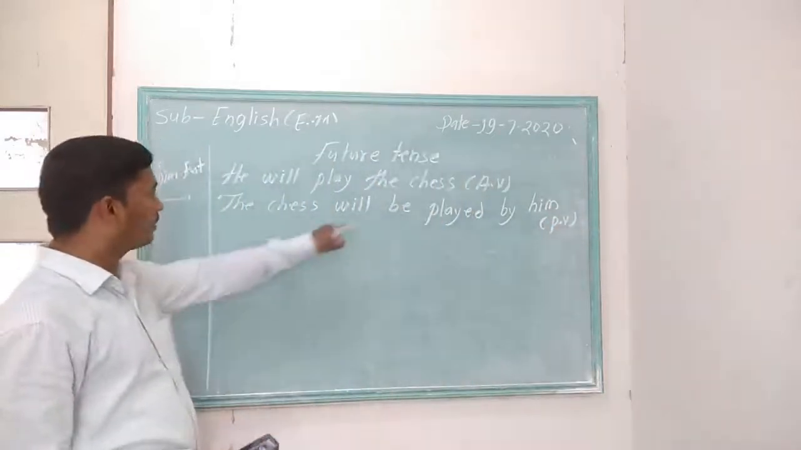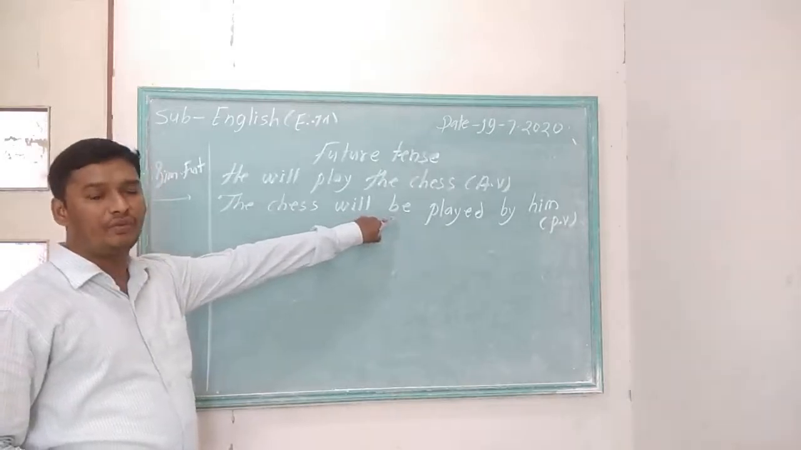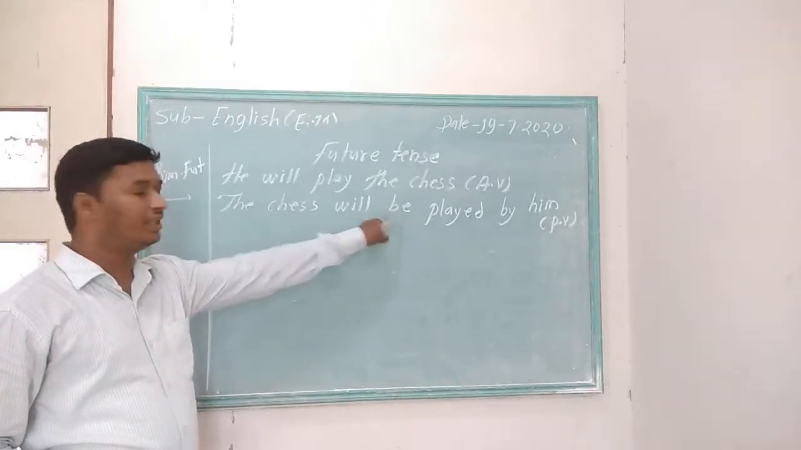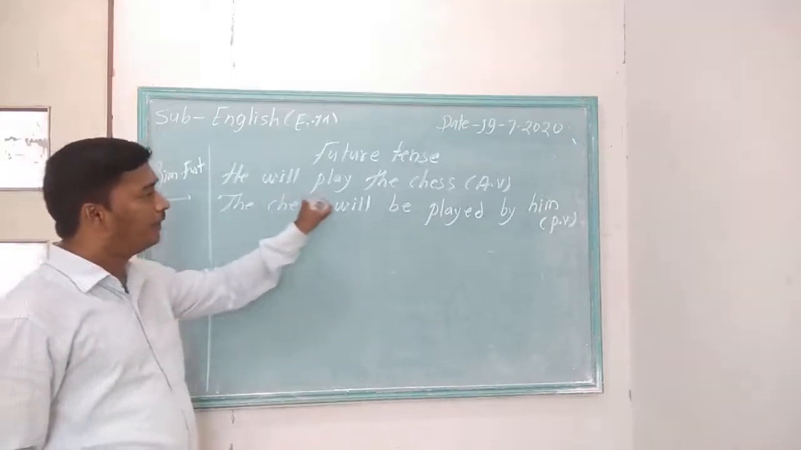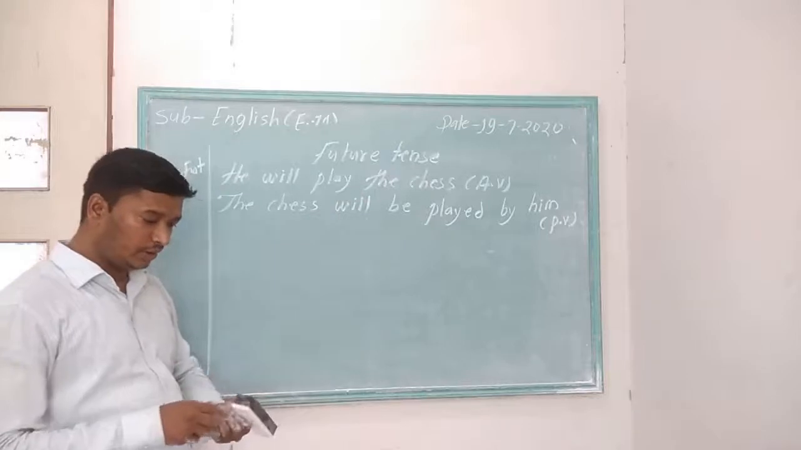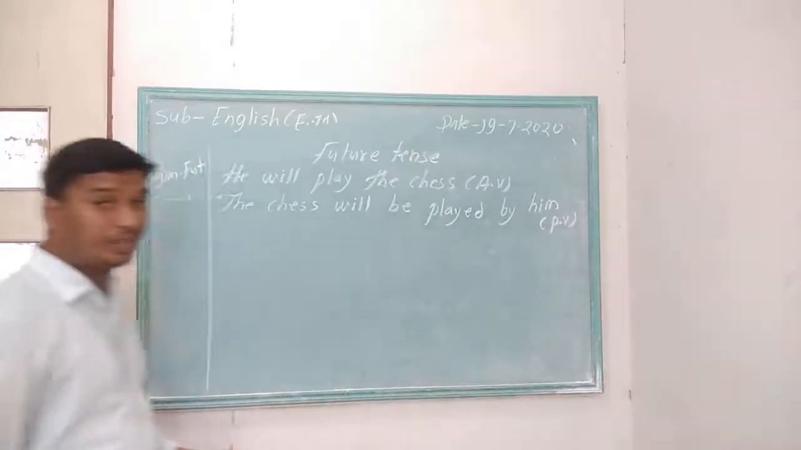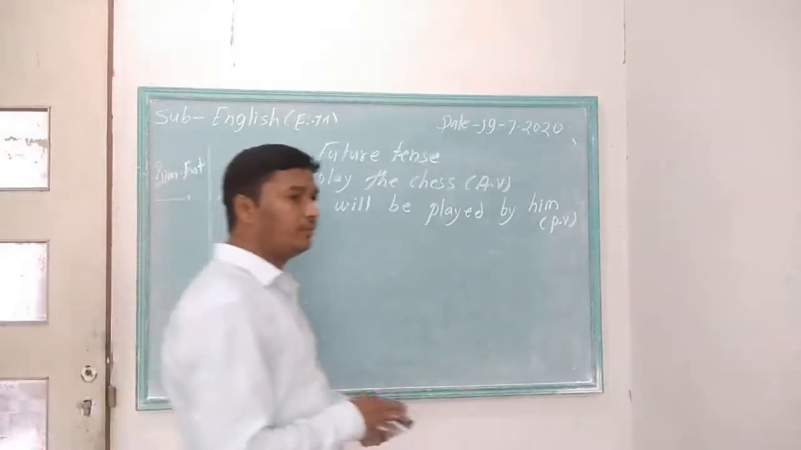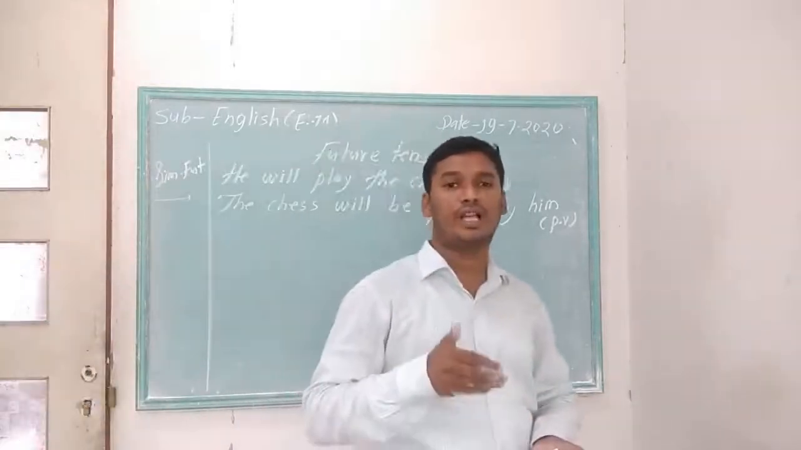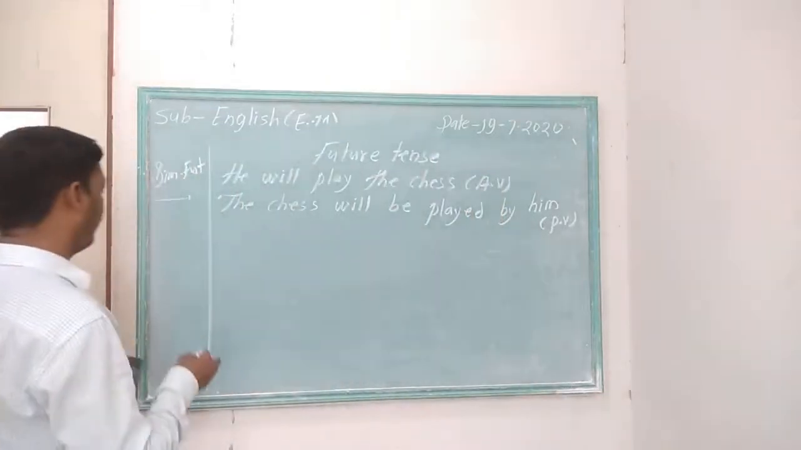I have taken the additional word be after will as it is a modal auxiliary verb. The chess will be played by him. Now it is a simple future. Now I take future perfect. Future continuous and future perfect continuous cannot be changed into passive voice. So, future perfect.